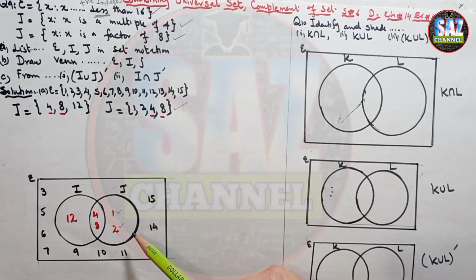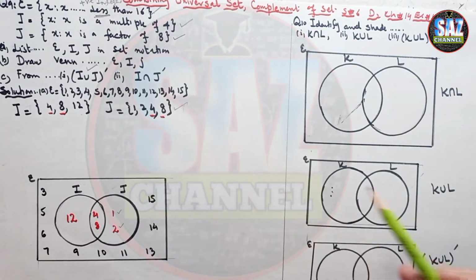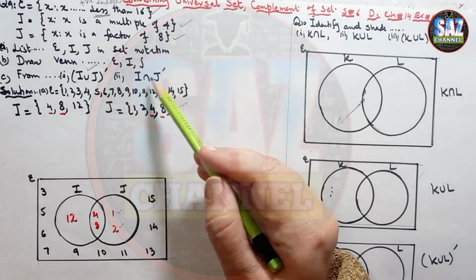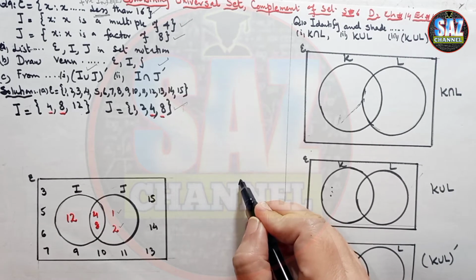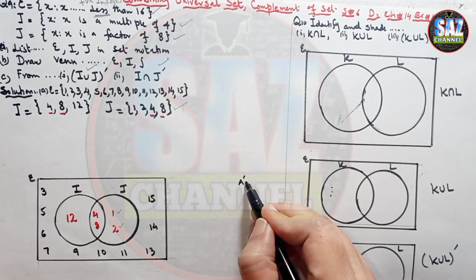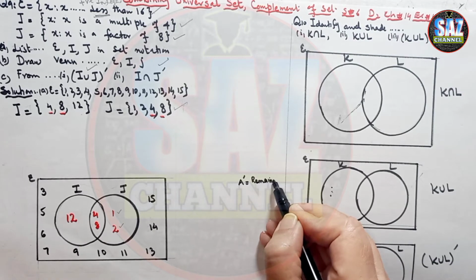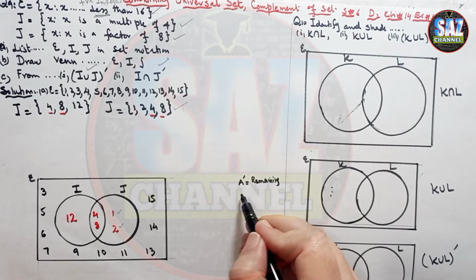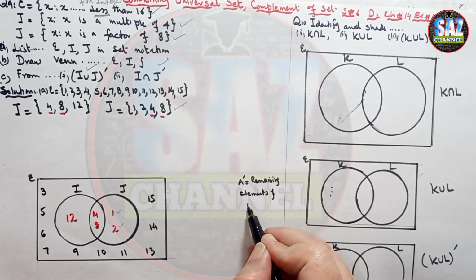The next part says that from the Venn diagram we have to find the answer of I union J whole complement, and then the second part is I intersection J complement. First of all, recall the concept of complement. Let's suppose a general set A. Complement means the remaining elements of universal.